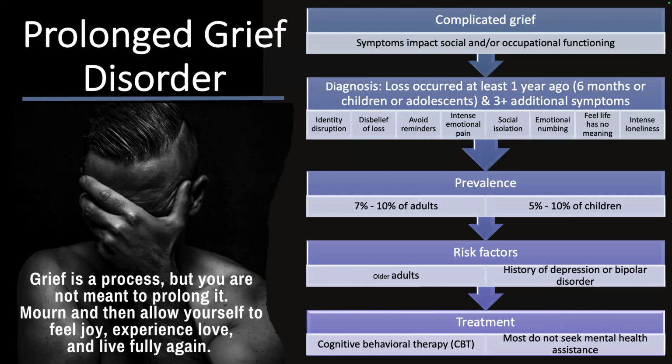It's impacting your social and occupational functioning. Now, because everybody responds to grief differently, we are saying that the event needs to have occurred at least 1 year ago. So for up to the first year, we would expect some level of impairment in social and occupational functioning. But going past that year, we start to think maybe you need some extra supports. 6 months for children and adolescents. And then we're looking at lots of different symptoms. Do they have a disruption in their identity?